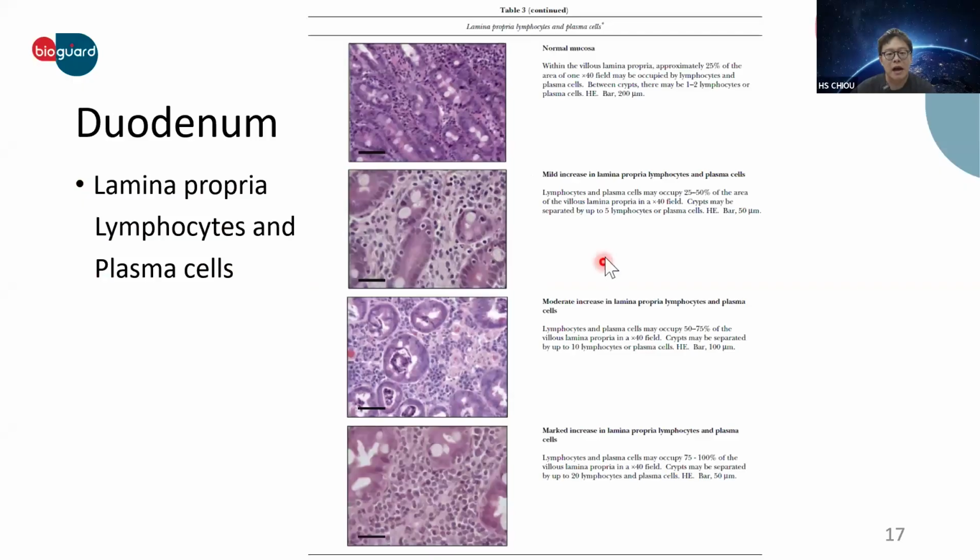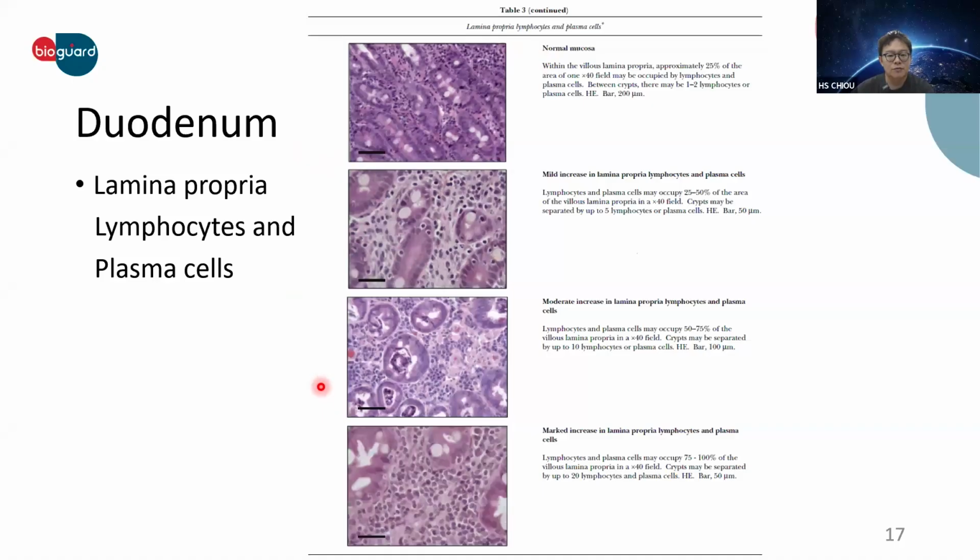This slide shows how we grade lamina propria lymphocytes and plasma cells, which is essential for evaluating chronic enteritis and IBD. In normal mucosa, inflammatory cells are sparse, occupying less than 25% of the lamina propria, with only 1 to 2 cells between each group of crypts. With mild increase, they expand to 25 to 50%, and small clusters begin to appear between crypts.